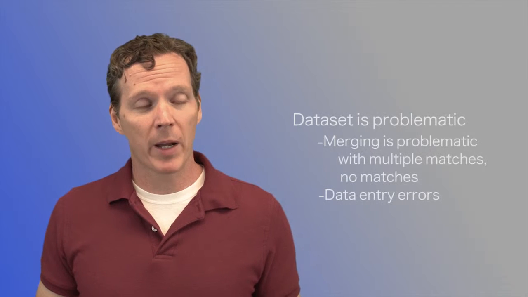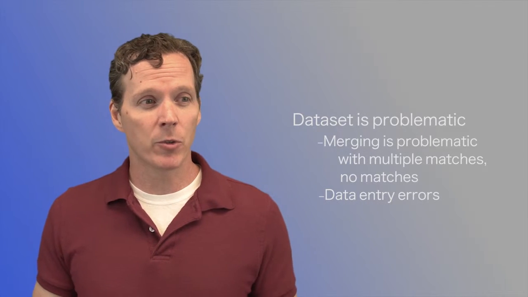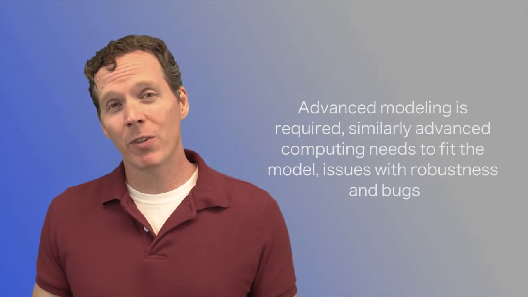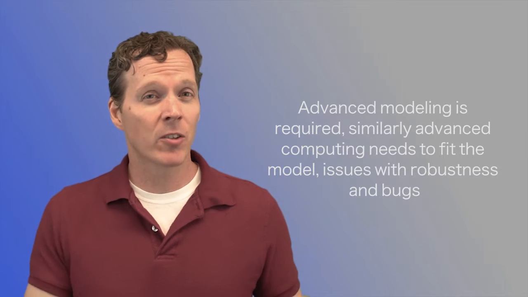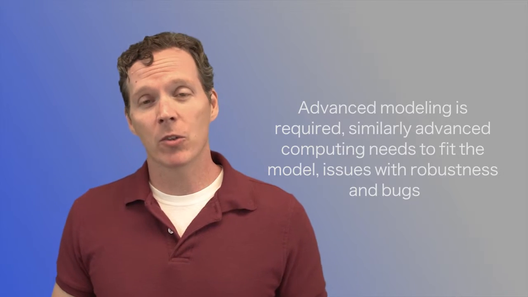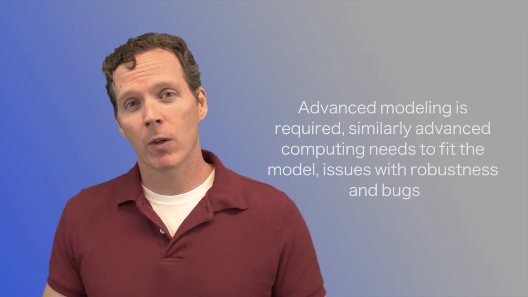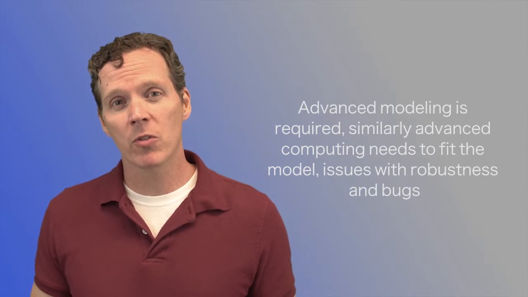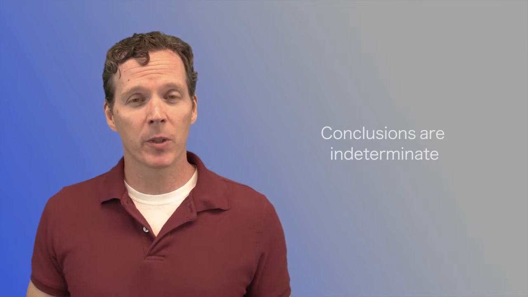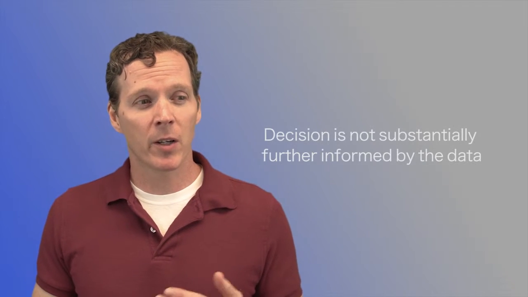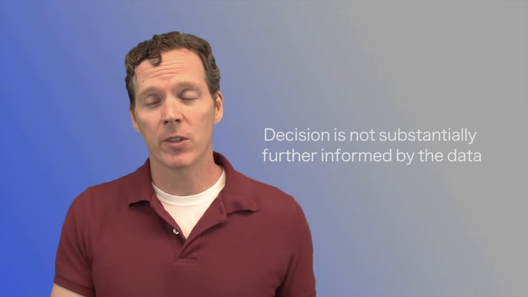The data is problematic. You have some issue with merging where you have non-unique matches or multiple matches. You have data entry errors. You have missing data. And then because of all these errors and intricacies in the observational nature of the data, advanced modeling winds up being required. And because advanced modeling is required, advanced computing is needed to fit your advanced models. And because of that, there's issues of both computational robustness, how fragile the model is to the assumptions that you've made, and so on. And then your conclusions might be indeterminate, and then your decision space might not be substantially more informed by the data than if you had done nothing at all.